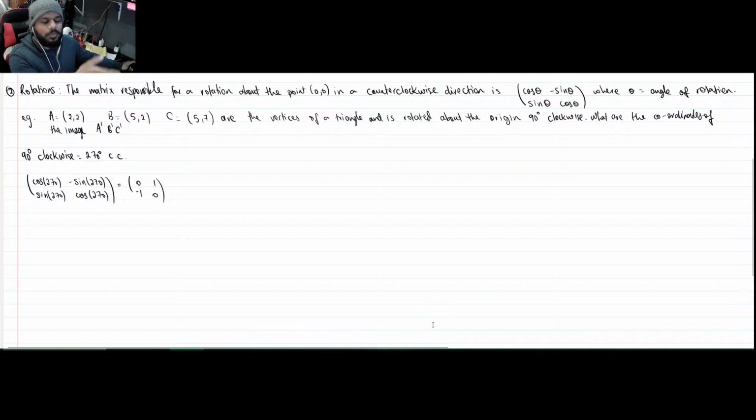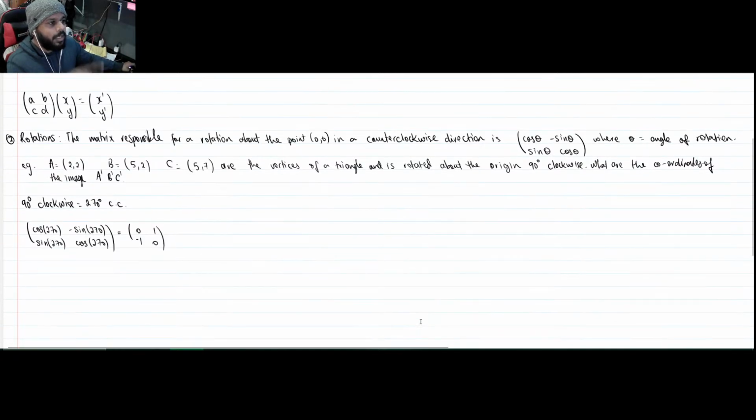All I need to do now is to calculate each image point. So for the first one, I'll have the matrix, which is ABCD, which is 0, 1, negative 1, 0. That will be our matrix responsible for my rotation, multiplied by the object points x, y, will give me my image points x prime, y prime. So we have 0, 1, minus 1, 0, multiplied by, this is from A to A prime, the point 2, 2.